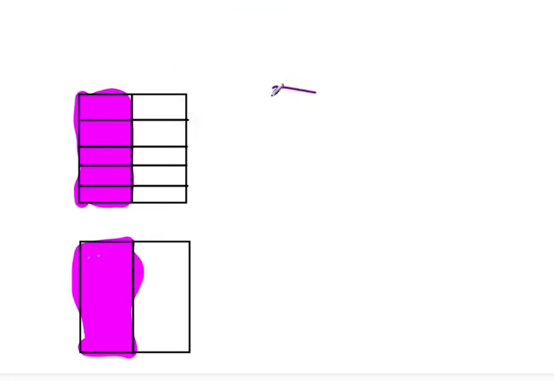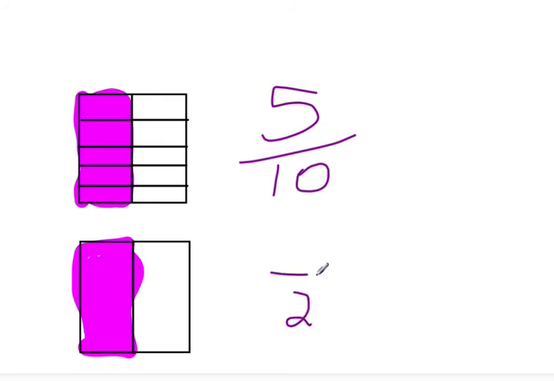If you said this fraction is 5/10, you'd be correct. I have 1, 2, 3, 4, 5 colored out of 10 whole. And if you said this had the denominator of 2 and one of those is colored, that would be 1/2. Those fractions are also equal.